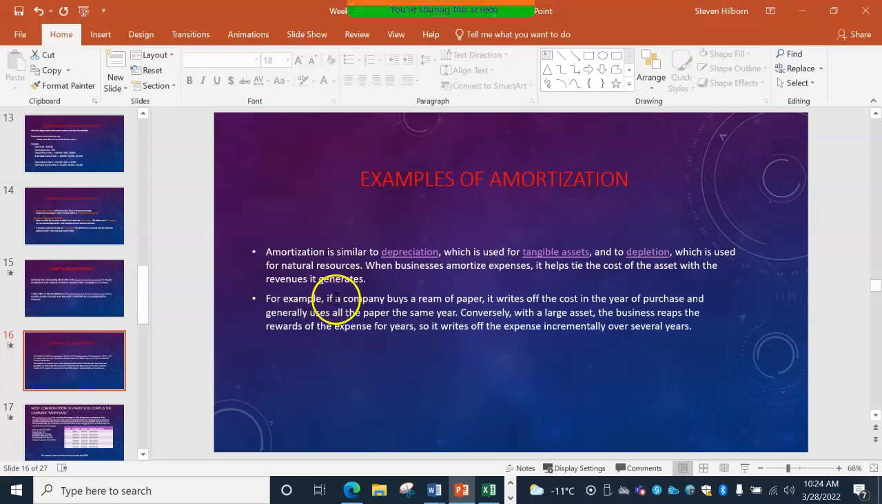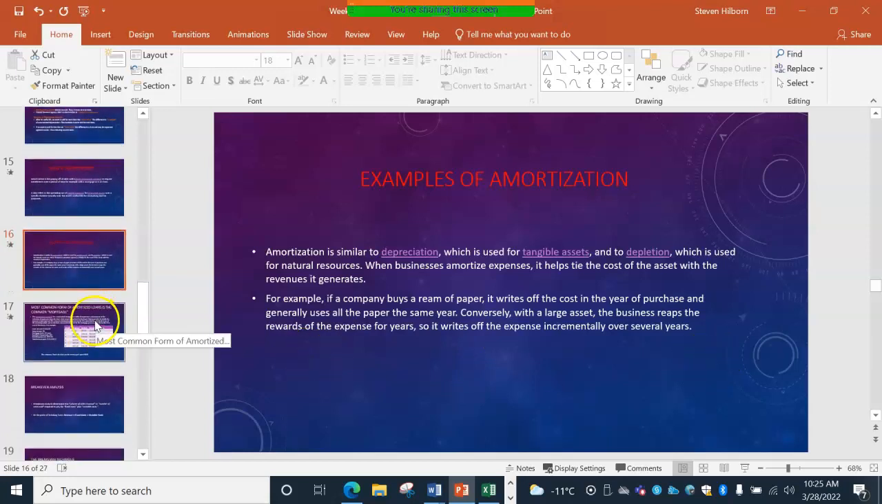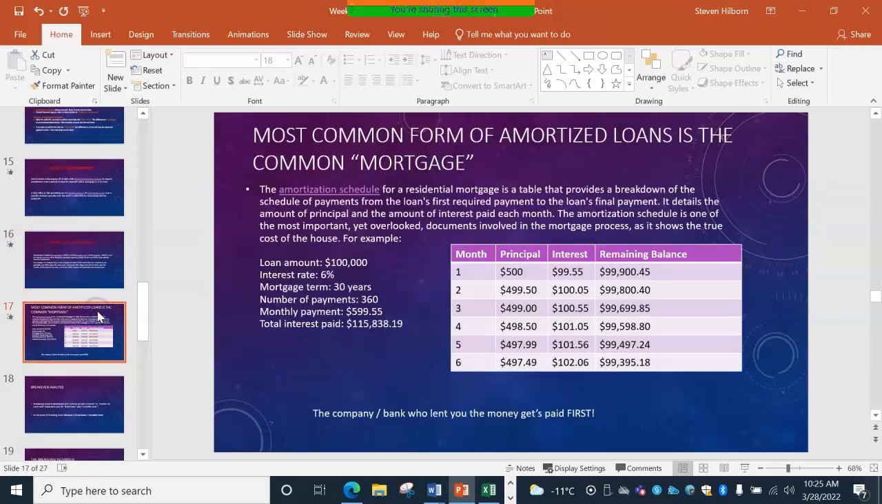As an example, if a company buys a ream of paper, it writes off the cost in the year of purchase and generally uses all the paper in the same year. With a larger asset, the business reaps the rewards of this expense for years, so it writes off the expense slowly over many years. That just gives you a little bit of an idea of what amortization is.